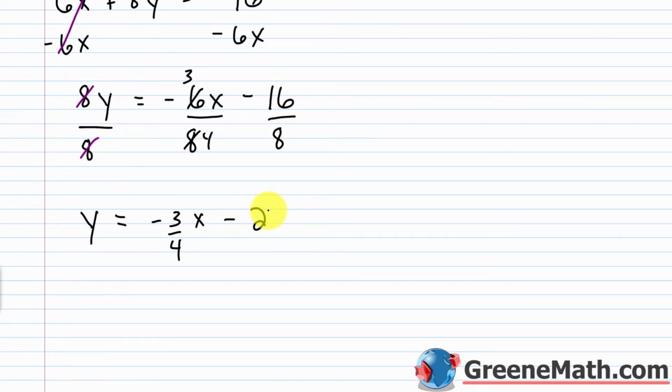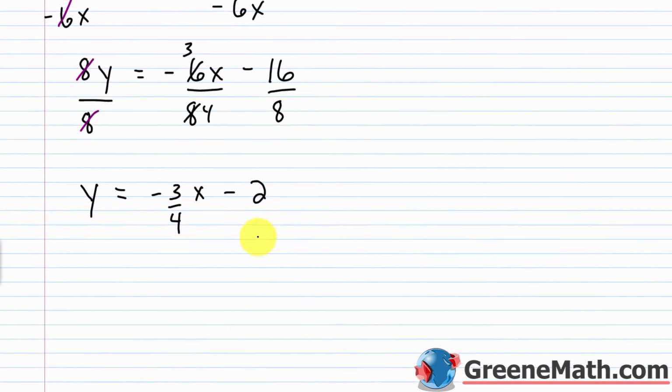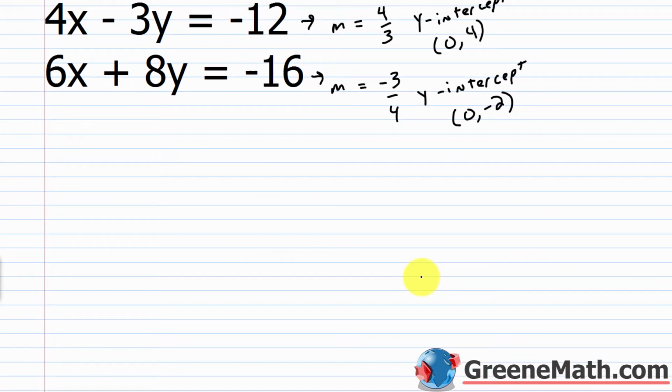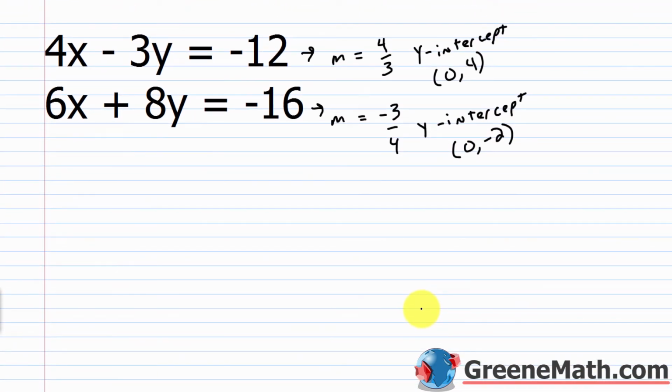So my slope here is negative 3/4. My y-intercept occurs at 0, negative 2. So m is equal to negative 3/4, and again, the y-intercept is at 0, negative 2. So kind of the first question you're going to ask yourself here is, are these lines parallel? Well, you see that the slopes are clearly different numbers, right? This is 4/3. This is negative 3/4. If they're different values, you don't have parallel lines.